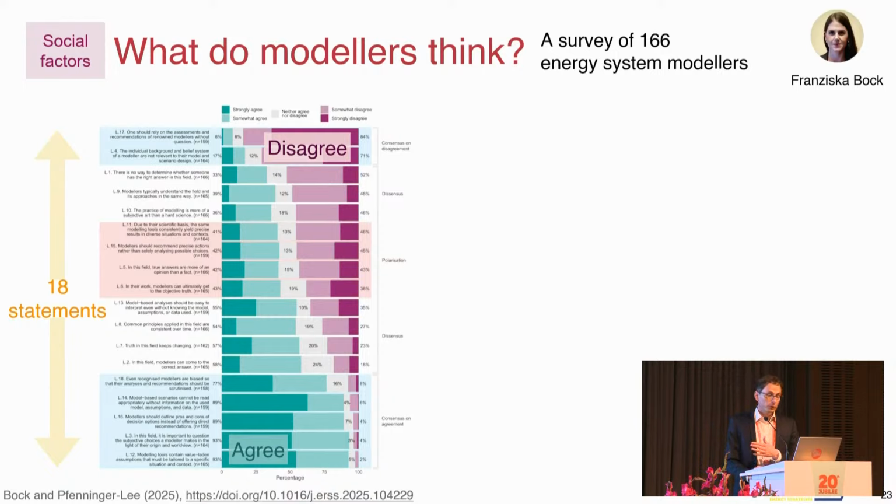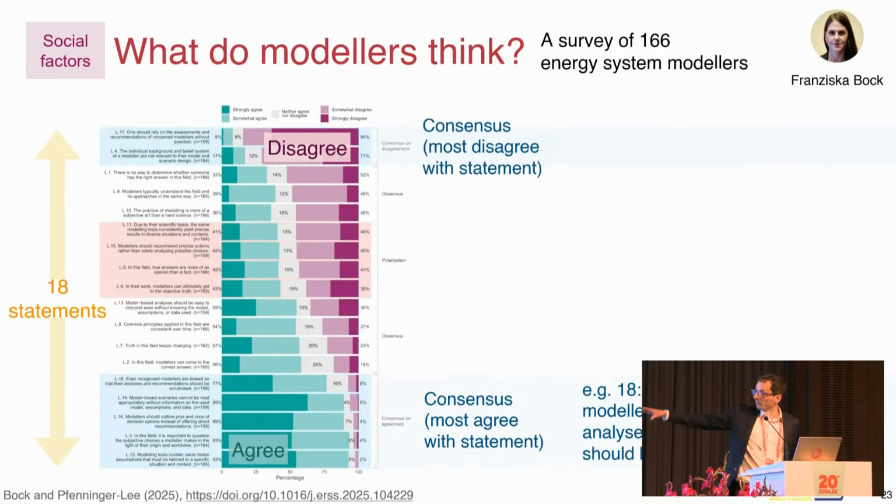Here, we showed 166 modelers a series of statements, asking whether they agree or disagree with them. Now, you don't have to worry about reading the text here. I don't believe you can. The point is that we have 18 statements, and we see a very clear pattern. You can go look at the paper online or in the slides later if you want to read these statements in more detail. So we have some large areas of consensus here.